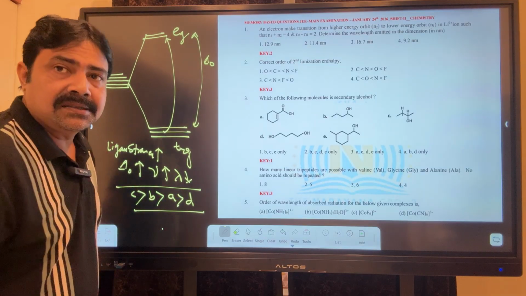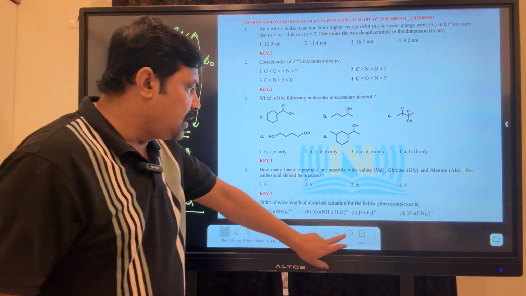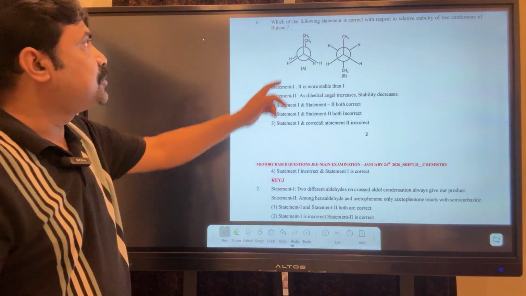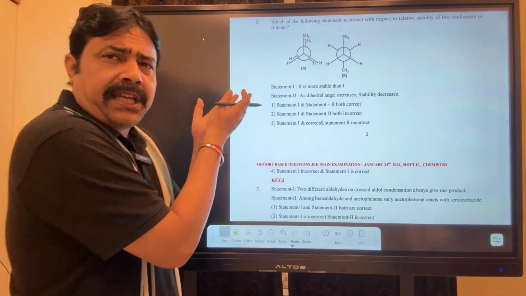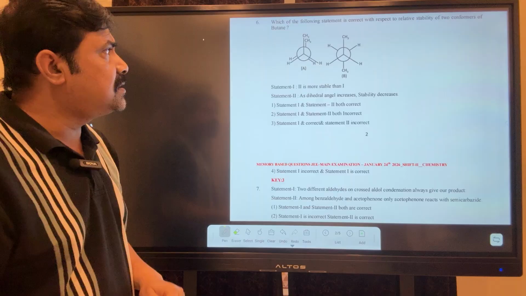That will be your answer. Point is clear? Okay, thank you. Let us go for the next level of questions. Look at the next level of question. Here they are asking about butane, very famous NCERT questions. Then they are giving butane conformations.